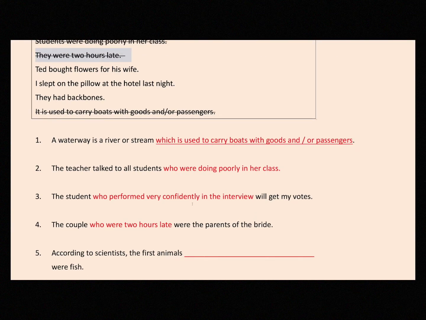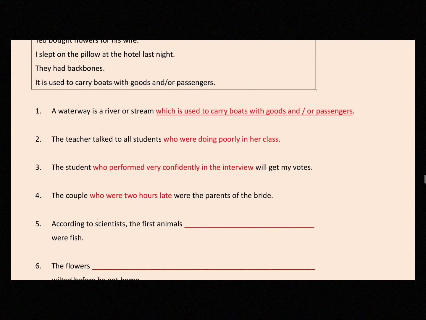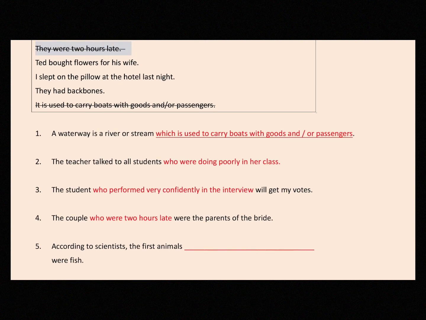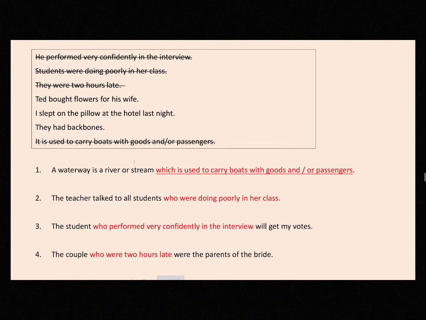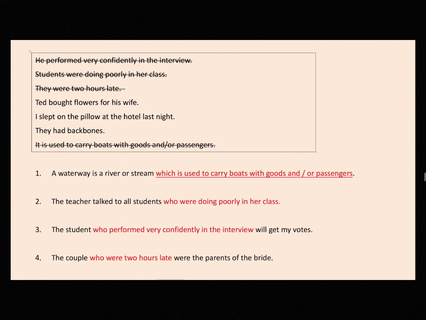Okay. And then for number 5: according to scientists, the first animals, and then were fish. Let's say the first animals, probably it's a plural form because animals is more than one. So, as we can say here, of the options we can choose from, there's only one starting with they, which is a plural form. So probably this is the answer. They had backbones.